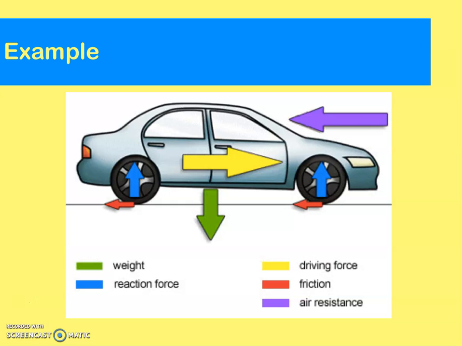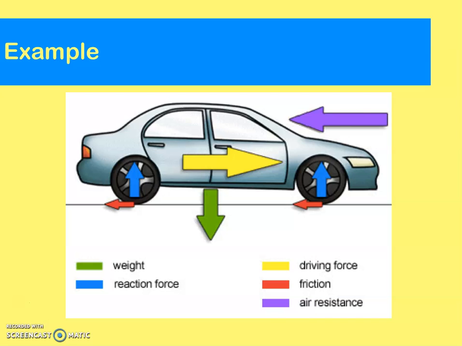You can see that there are two small red arrows on the wheels. This is the friction. So this is the force that is going against the car that will stop it from moving. And it's the force between the wheels and the ground.